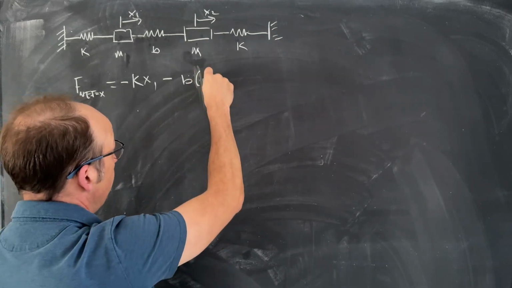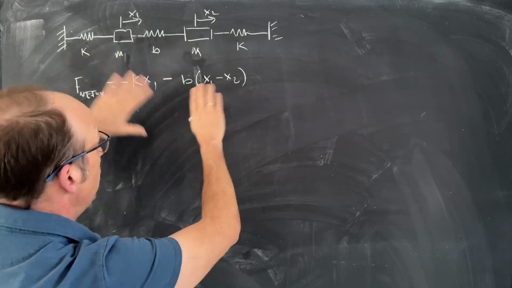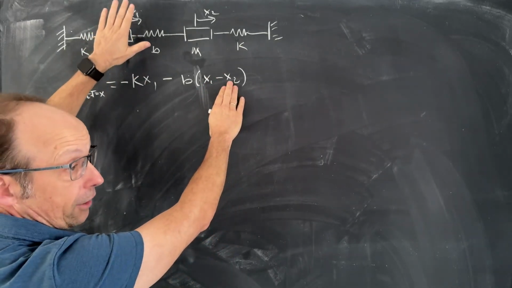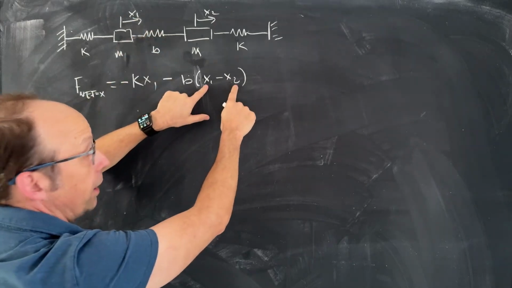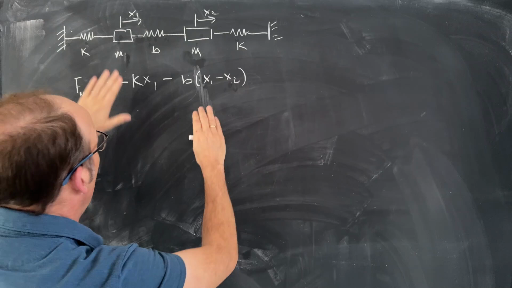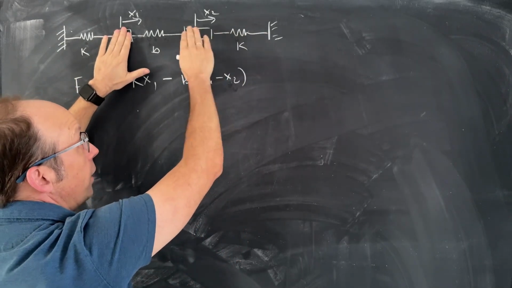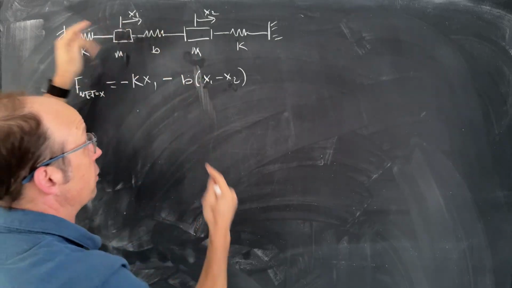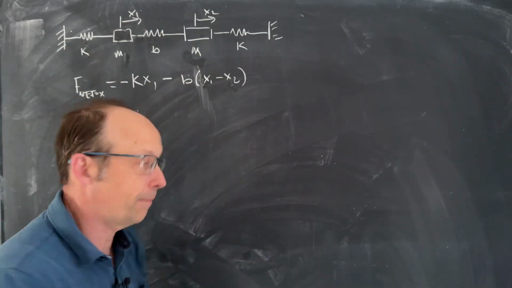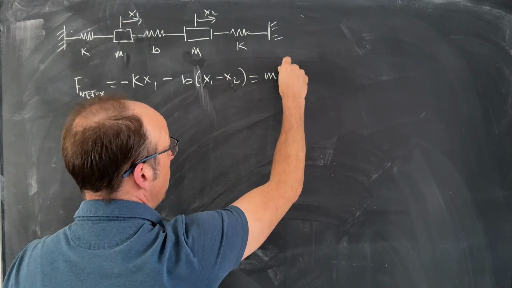So let's write this. And I always get this backwards. It's fine to write it out and then think about it. Imagine x1 is 0. I get negative b x1, which is what I expect. Imagine x1 and x2 are the same. I get 0. So right there, we're pretty much on the right track. Now imagine that x1 is stationary and I pull this one that way. Then this is going to stretch. It's actually going to pull the mass that way. So I get a negative, and negative times negative is a positive. That seems to work. And that's going to be equal to m x1 double dot.